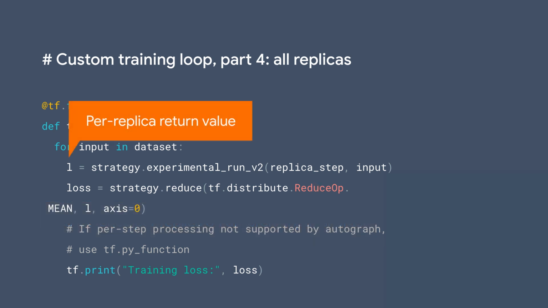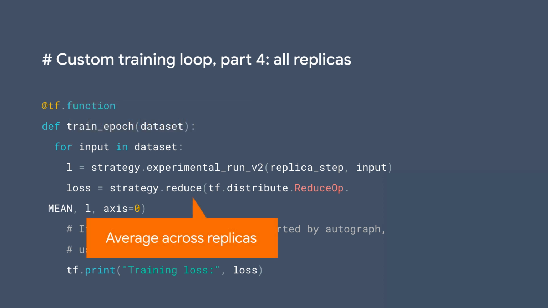Experimental run v2 returns a per replica value, combining the return value of replica step from each replica. In this case, each replica is returning a vector with a per example loss value with size equal to the per replica batch size. We then use the reduce API to average the loss into an ordinary tensor. By specifying axis equals 0, it will average across the batch dimension and across all the replicas to convert a global batch of loss values into a single scalar.